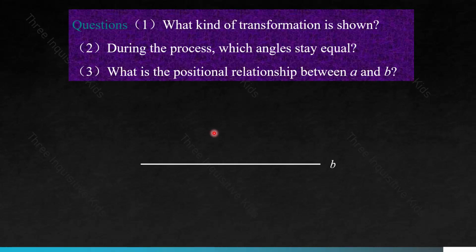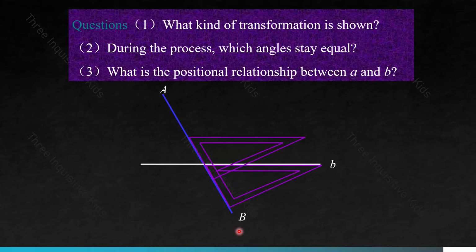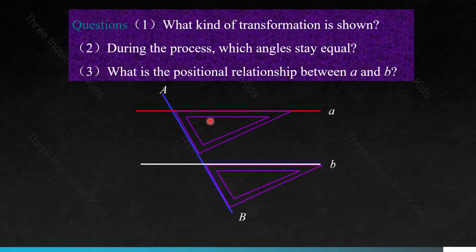Now I'm going to show you a transformation. I want you to answer the three questions. What kind of transformation is shown? During the process, which angles stay equal? And what is the positional relationship between A and B? So here's our line B, our triangular ruler in line AB. This triangular ruler is moving upwards until we have a nice point where it wants to stop, and along it we trace line A.